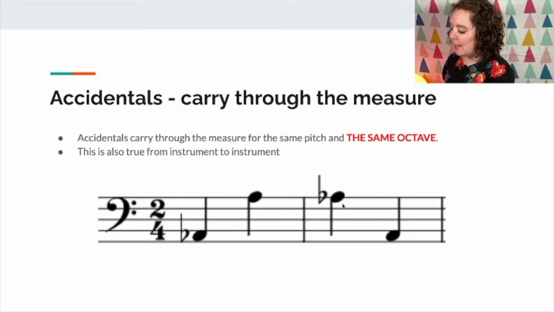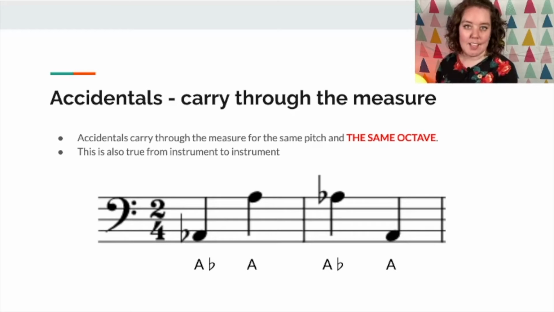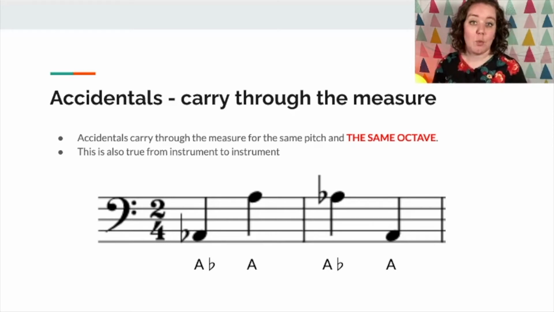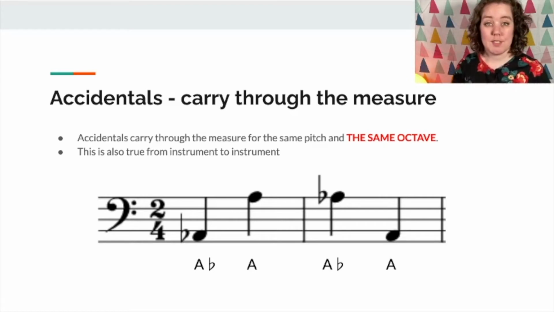And then in this measure, again, we've got an A flat up here, but because this A down here doesn't have a flat on it, and because we had a bar line that canceled out the accidental from the previous measure, this is just A. So again, A flat, A flat, and A. So watch out for that. Make sure you're watching out when the bar lines happen that cancel things and when accidentals are actually in different octaves.